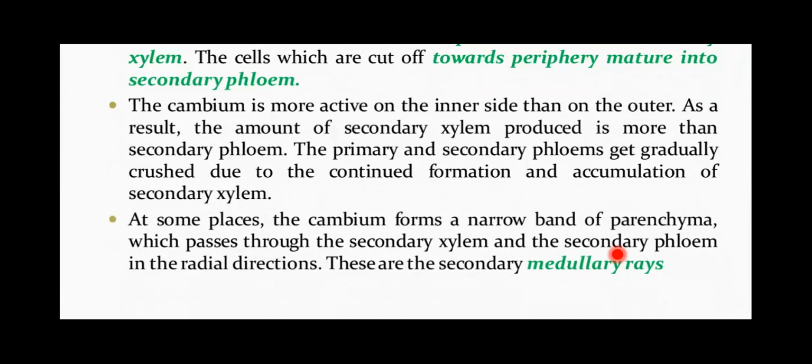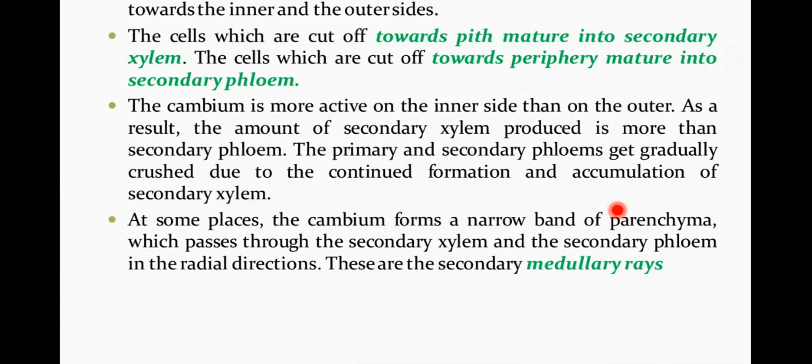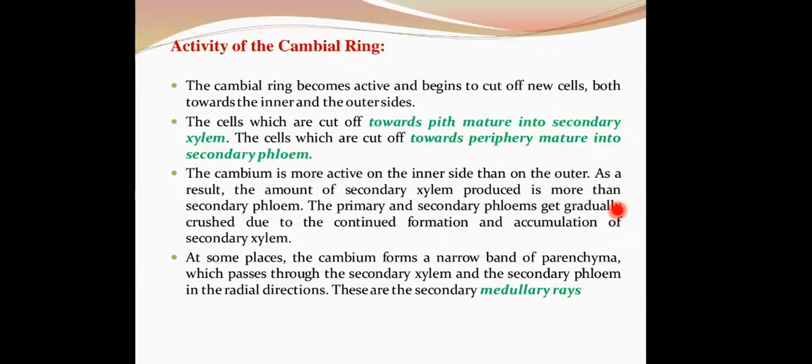Primary and secondary phloem get gradually crushed due to continued formation and accumulation of secondary xylem. And at certain places, cambium forms a narrow band of parenchyma which passes through the secondary xylem and secondary phloem in the radial direction. These are called secondary medullary rays.